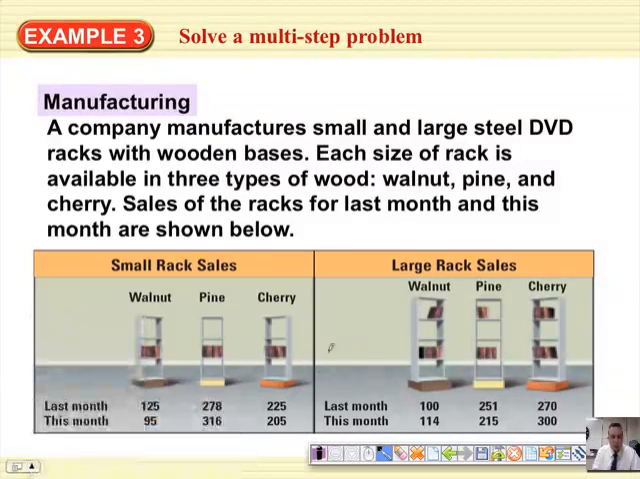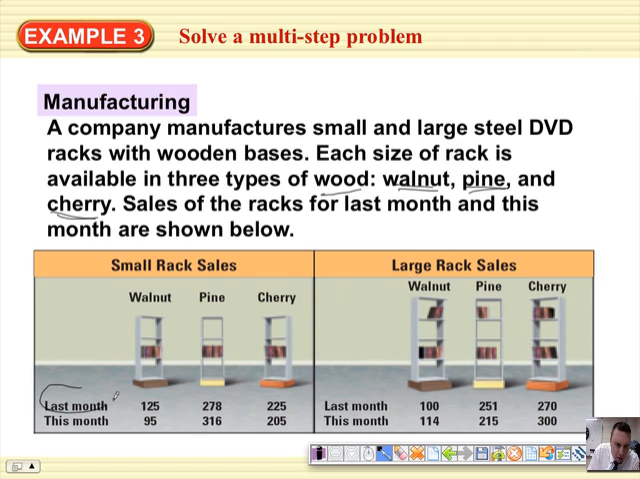All right, last question in this section. Here we go. Word problem. So a company manufactures small and large steel DVD racks, as you can see down here, with wooden bases. Each size of the rack is available in each type of wood. I'm sorry, walnut, pine, and cherry. 3 types. Sales of the racks for last month and this month are shown below.